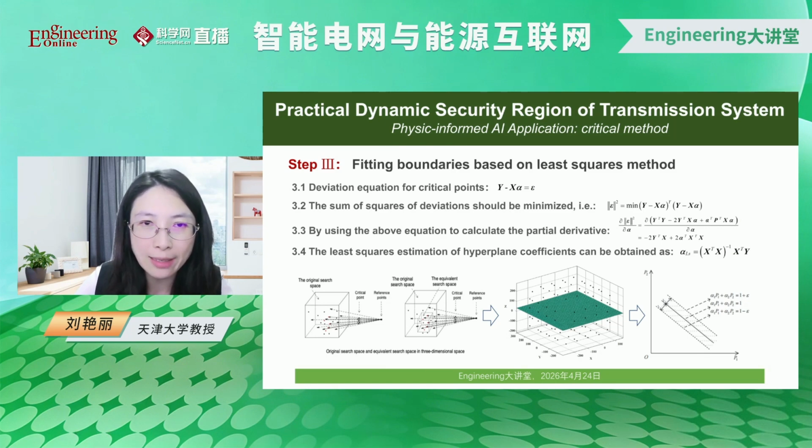And we bring in the least squares method. First of all, we derive the deviation equation for critical points, and the sum of squares of deviation should be minimized. By using the above equation, we calculate the partial derivative, and then the least squares estimation of the hyperplane coefficients can be obtained. As I mentioned in the introduction about the PDSR, the hyperplane will be the key part to give the final boundary expression, the mathematical expression.